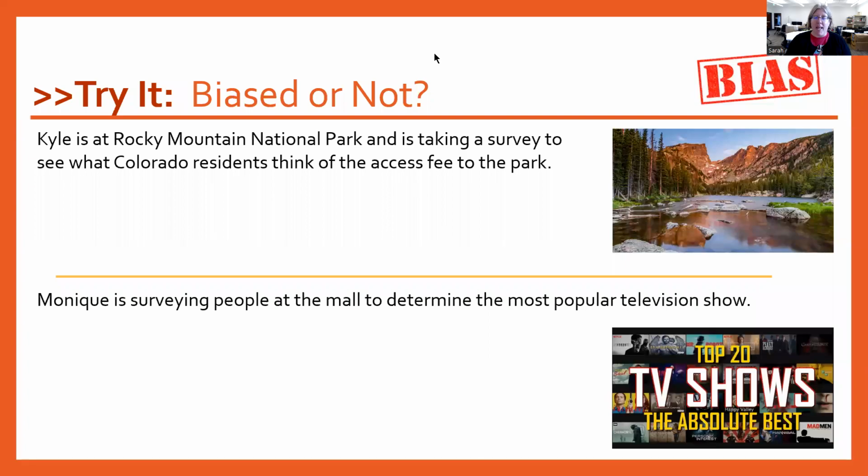We're looking at some examples of how to find a sample and deciding if they're biased or unbiased, and if they are biased, what direction or form that bias is going to take. So our next example, Kyle is at Rocky Mountain National Park and is taking a survey to see what Colorado residents think of the access fee to the park.